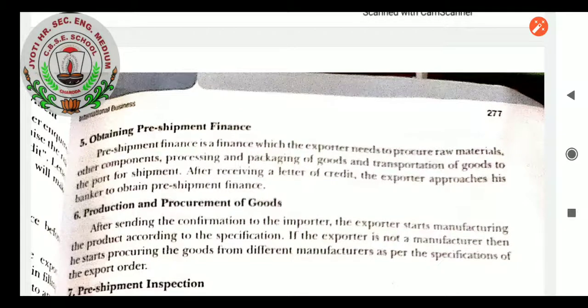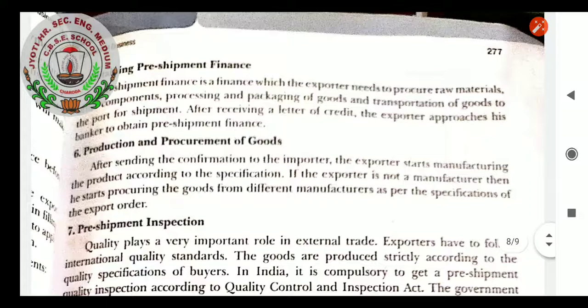So pre-shipment finance is a finance which the exporter needs to procure raw materials, other components, processing and packaging of goods and transportation of goods to the port for shipment. After receiving a letter of credit, the exporter approaches his banker to obtain pre-shipment finance. Production and procurement of goods. After sending the confirmation to the importer, the exporter starts manufacturing the product according to the specification. If the exporter is not a manufacturer, then he starts procuring the goods from different manufacturers as per the specification of the export order.